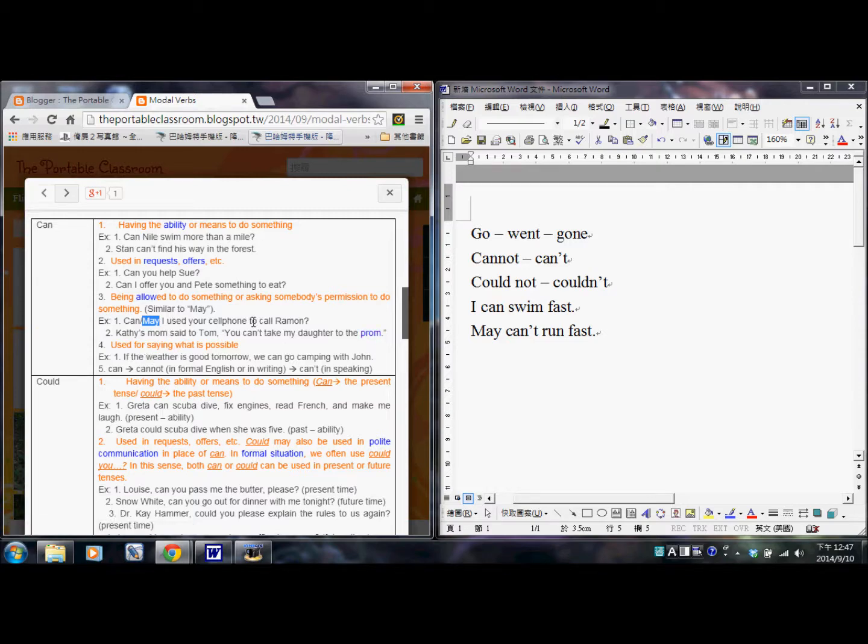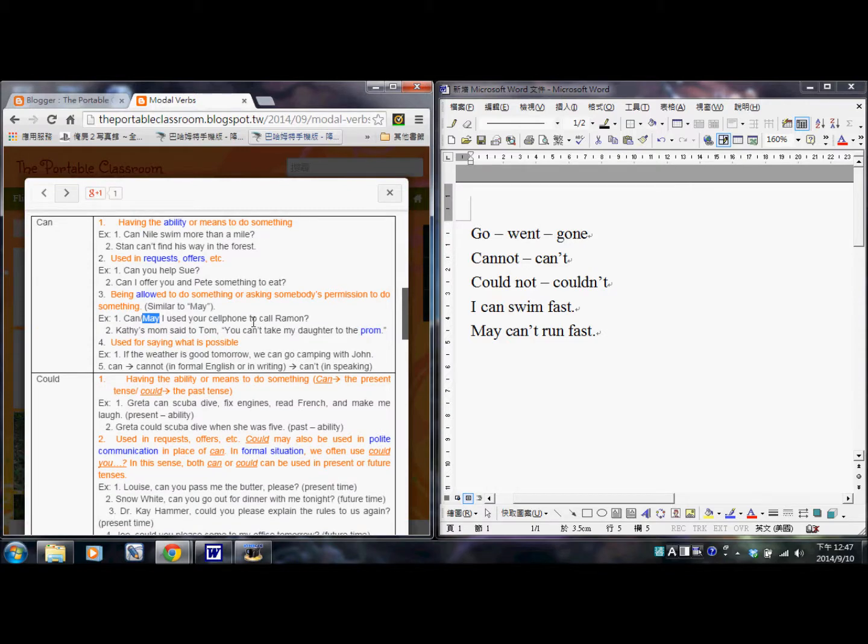Number 4, you can use can for saying what is possible. Something that is possible, you can use can to express it. Now look at the first example. If the weather is good tomorrow, we can go camping with John. So if something is possible in the future, maybe we can do this. So we can use can to talk about future possibility.